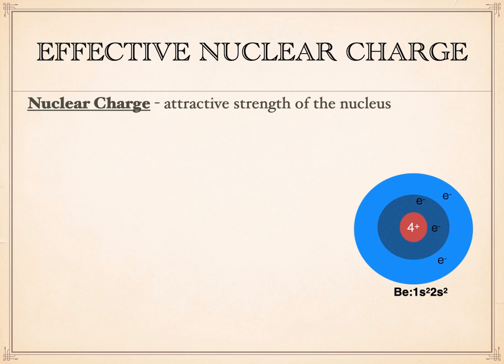And the first of those two ideas is nuclear charge, which is essentially the attractive strength of the nucleus. How big is it? If you have a large positive charge in your nucleus, you have a large nuclear charge. Smaller elements that have fewer protons in the nucleus have a lower nuclear charge. So pretty straightforward on that. Beryllium has 4 protons in the nucleus, 4 electrons, 1s and 2s. And so we would consider its nuclear charge 4+.